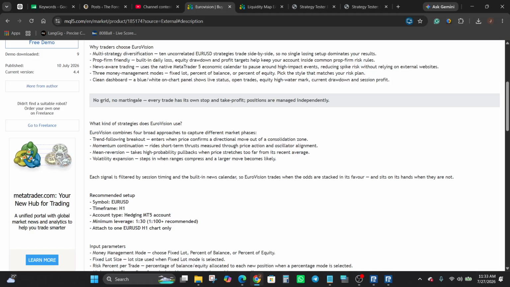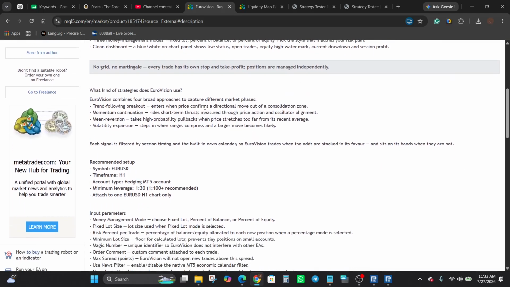On the strategy types themselves, the page describes 4 broad approaches working together. We have trend following breakouts out of consolidation, momentum continuation, riding short-term thrusts, mean reversion entries on stretched pullbacks, and volatility expansion entries when a range compresses before a bigger move. Each signal is filtered by session timing and the news calendar before it's allowed to fire.